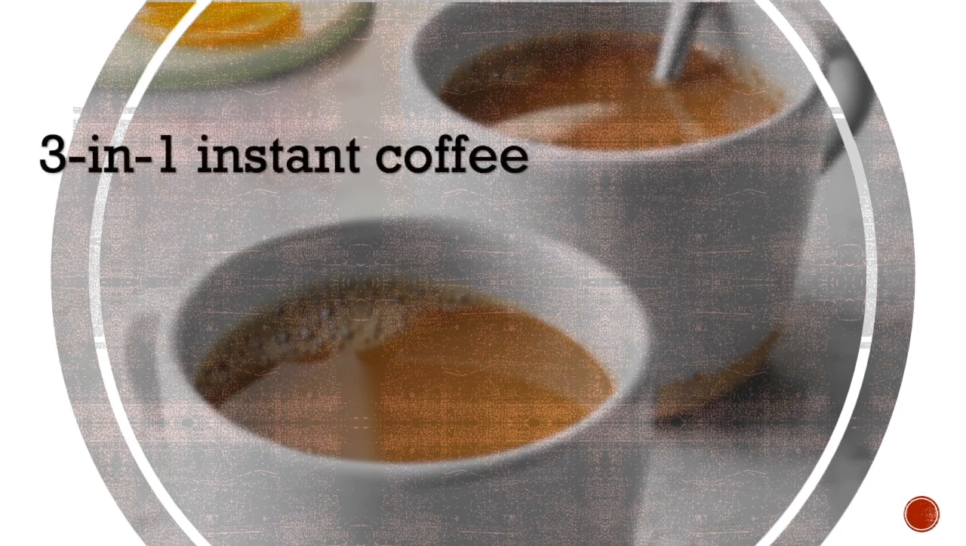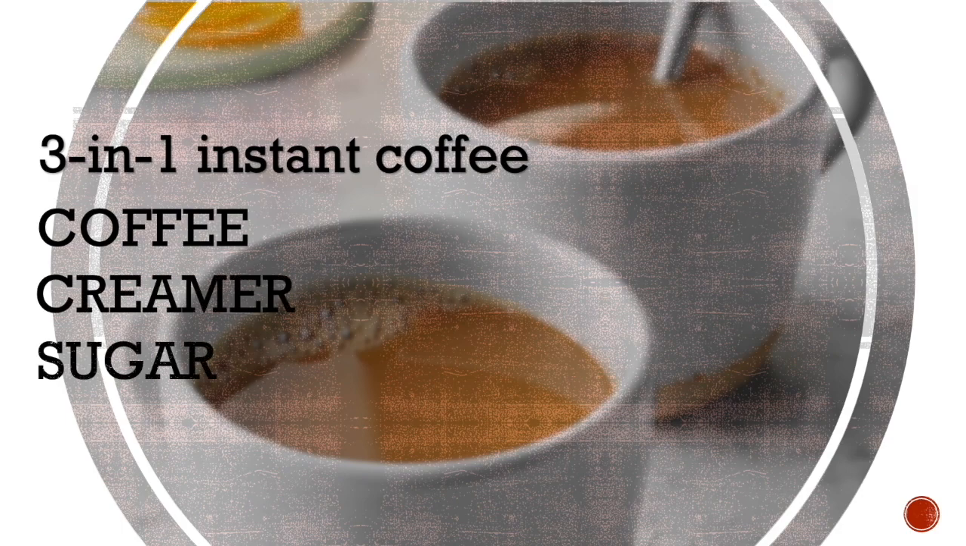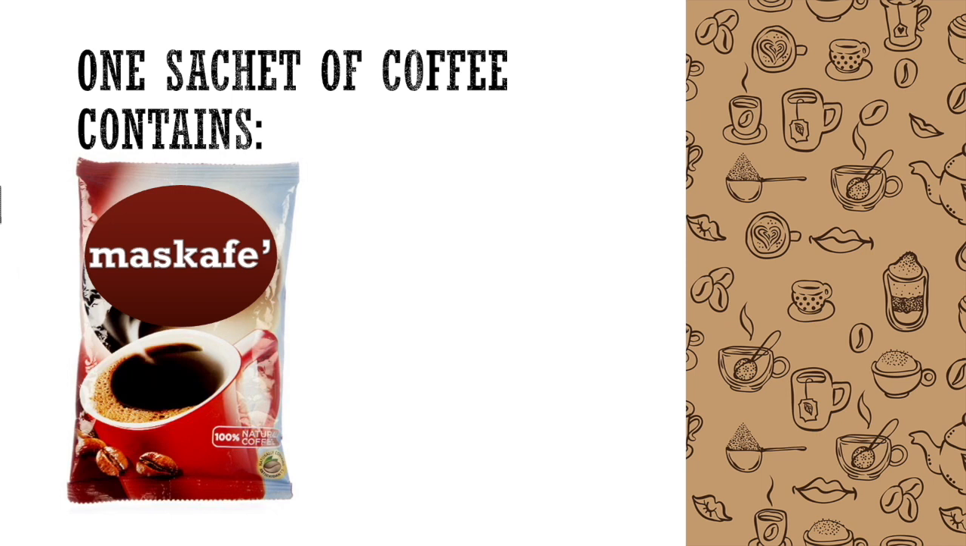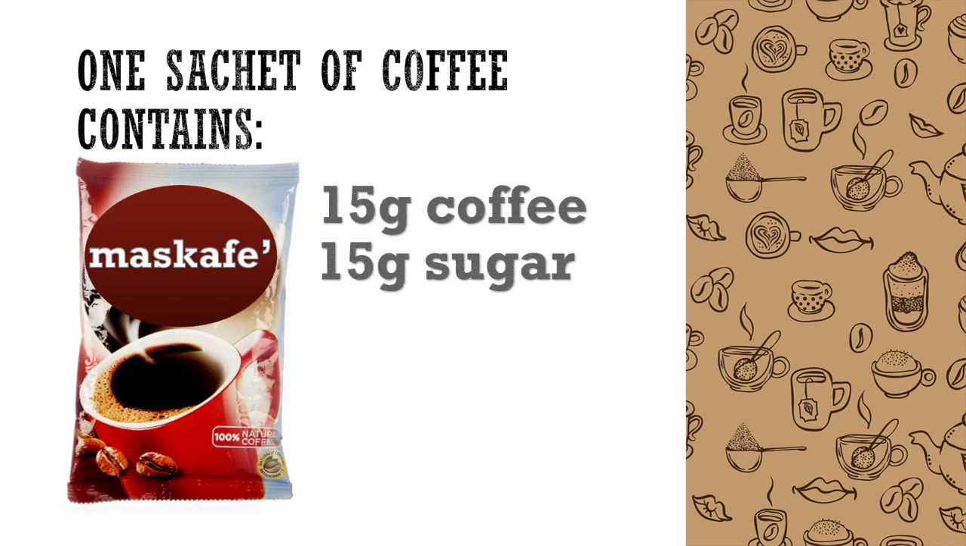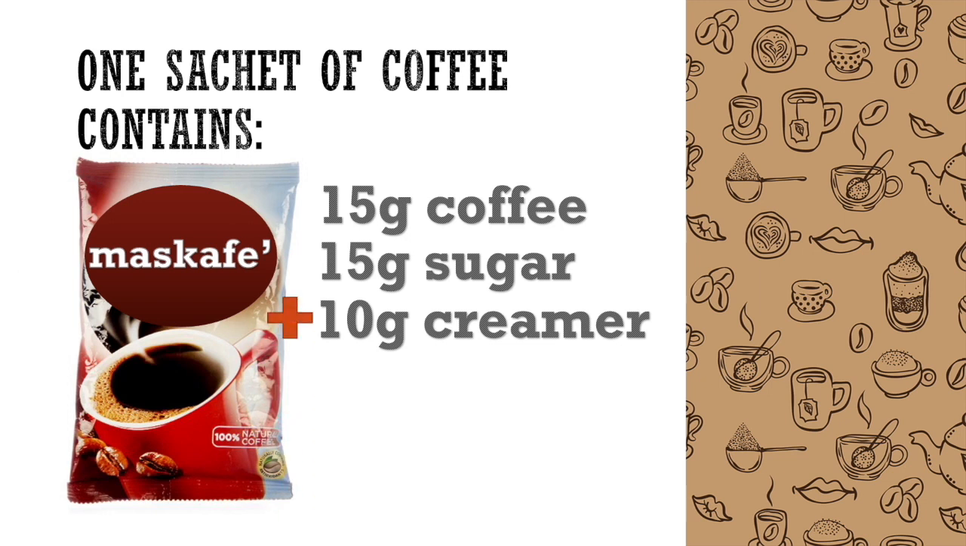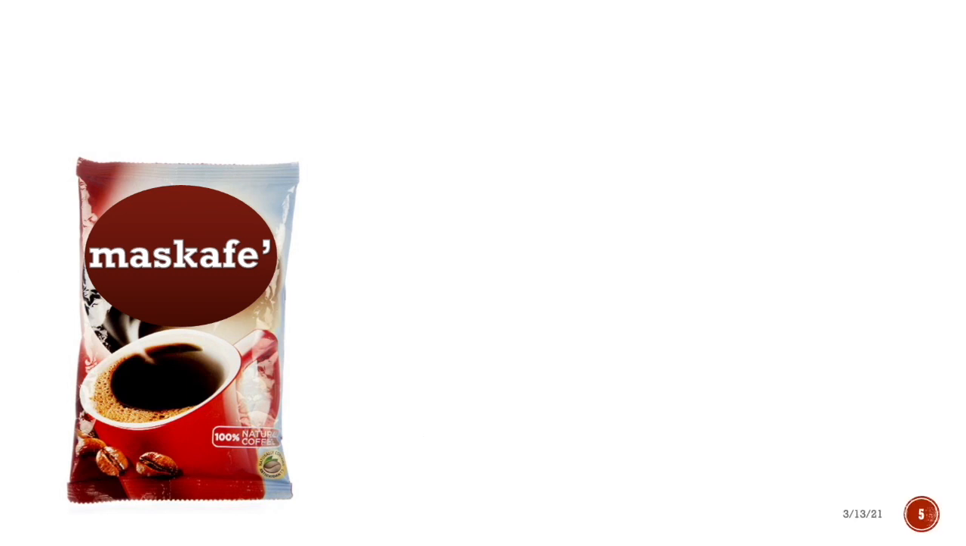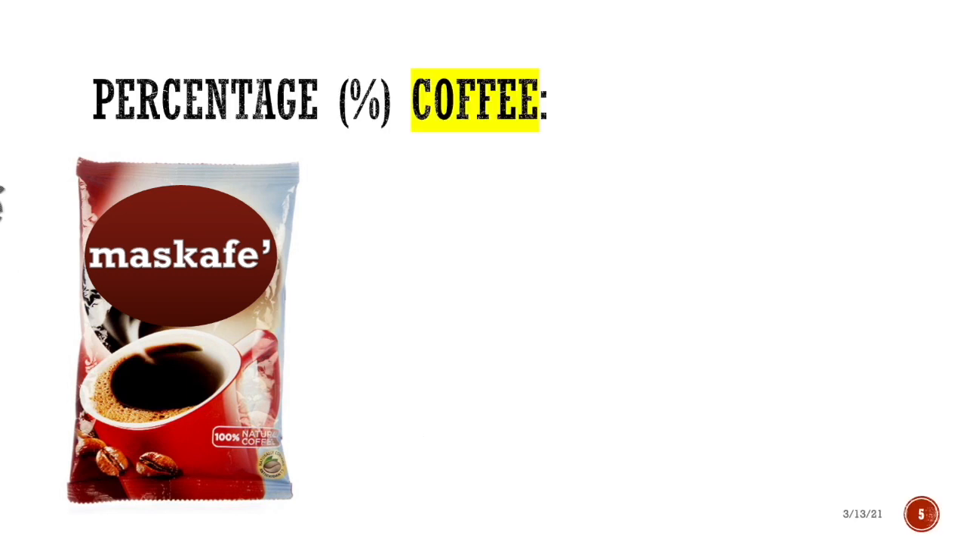We know for a fact that instant coffee contains coffee, sugar, and creamer. One sachet of instant coffee contains 15 grams coffee, 15 grams sugar, and 10 grams creamer. Adding the masses of these three components together, you will get 40 grams. Now, let us calculate the percentage composition of these three components, starting with coffee.